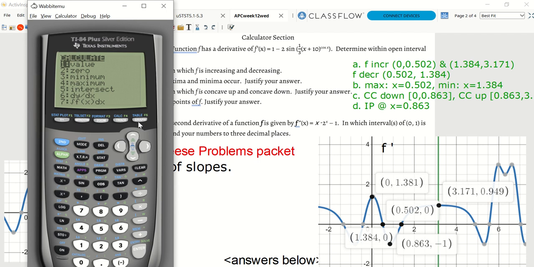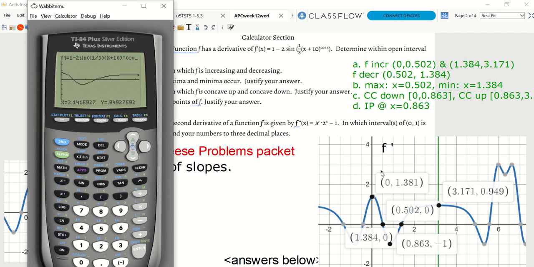Now, again, to get the endpoints over here, I just press trace and press 0 because that's the left side of the interval, and it spits out 0, 1.381, which is here. And then I press trace again to get this side and press pi, which is second here, press enter, and I get 3.14, 0.949, which is here.